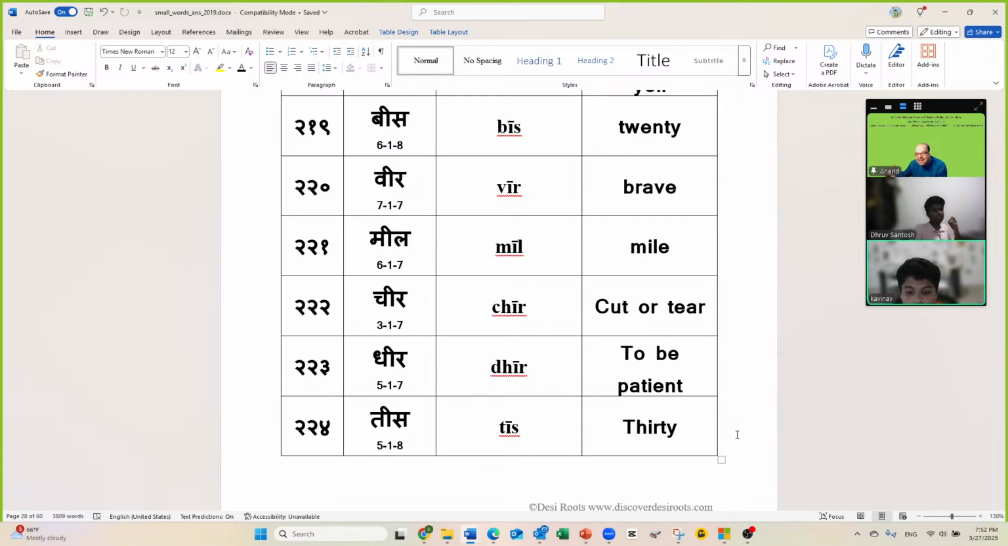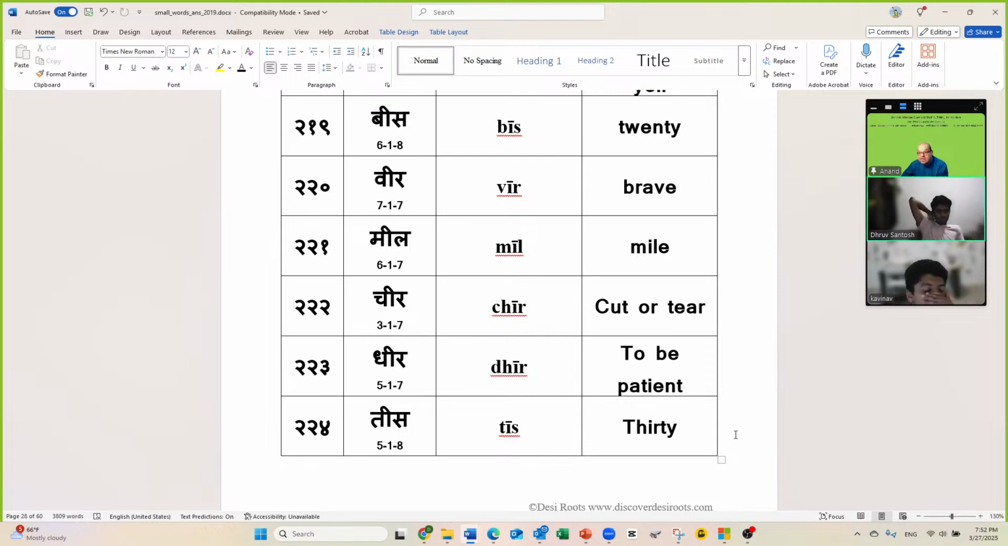Wait, did he literally kill 30 people? It just meant that he was very clever. I have not seen the movie, so I do not know. But when you say Tees Mar Khan, you're talking about somebody who's very clever and can kill people either with their words or with their actions.